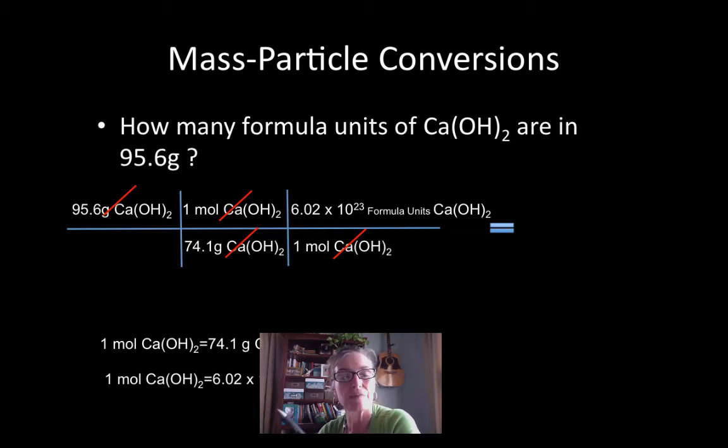My math that I'm going to be doing is 95.6 times 1 times 6.02 times 10 to the 23rd divided by 74.1 times 1 mole. And that will give me a total of 7.77 times 10 to the 23rd formula units of calcium hydroxide in 95.6 grams.